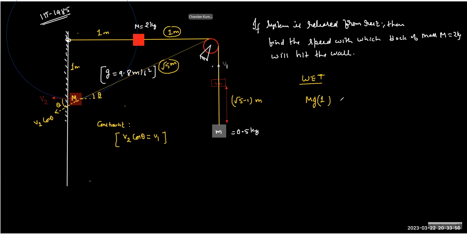What about the work done by gravity on the small mass? Okay. And the work equals the change in kinetic energy. So half capital M V2 square plus half small m V1 square. And let's put the value of M also. M is 2 kg. So 2g minus 0.5 into root 5 minus 1 into g is 2 V2 square.